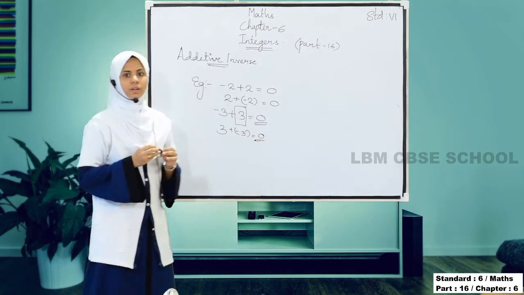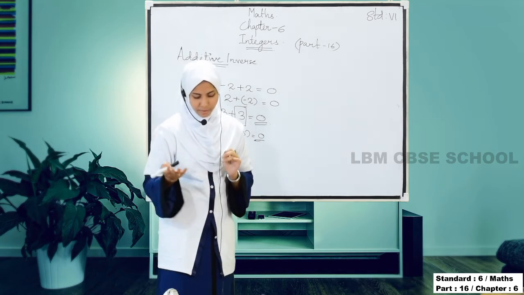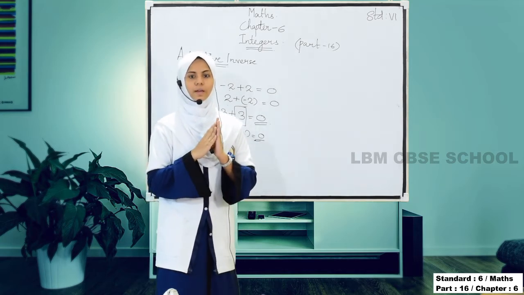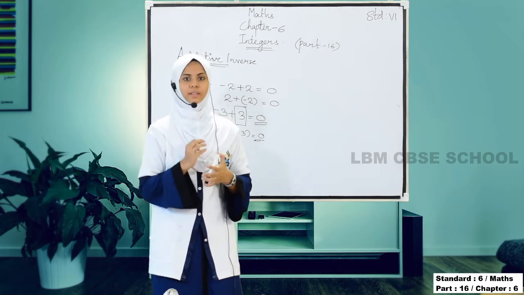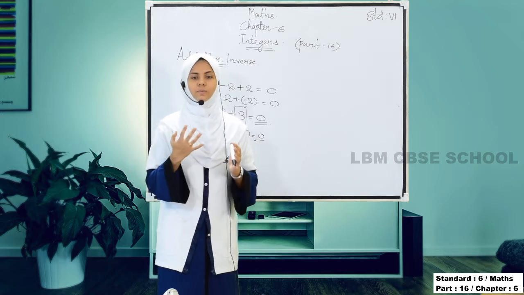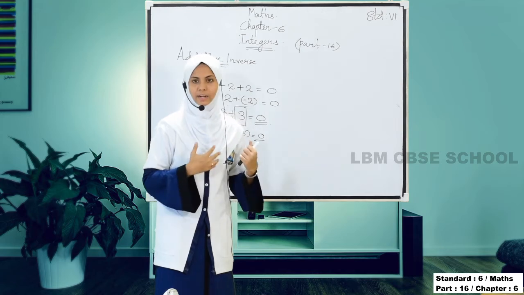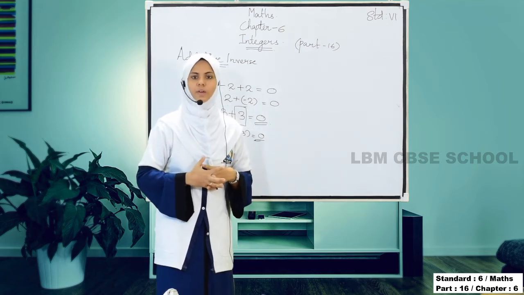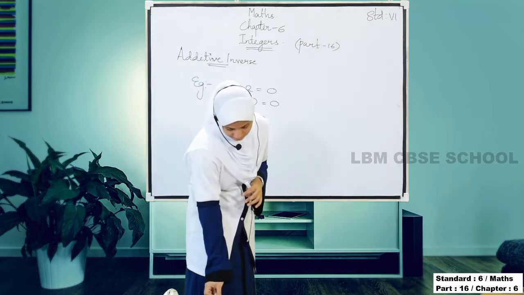So today we first studied what is additive inverse. What do you mean by additive inverse? When we add two numbers together, we have to get the sum 0. Then those numbers are called additive inverses of each other. Okay.